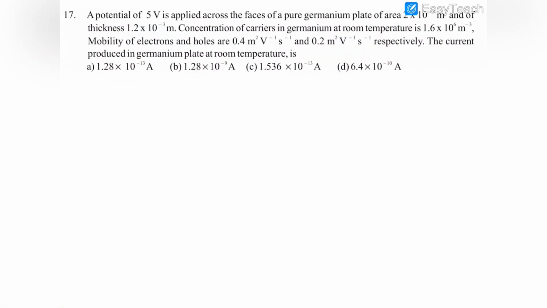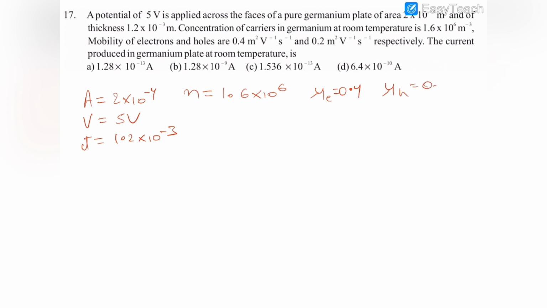In this question, you can see that there is a germanium plate of plate area this. So let us first of all write down all the data. The area of the plate is 2 into 10 raised to power minus 4. A potential difference of 5 volt is applied on this plate. Its thickness is 1.2 into 10 raised to power minus 3, and the concentration of carriers is 1.6 into 10 raised to power 6, and the mobility of electrons is 0.4 and mobility of holes is 0.2.